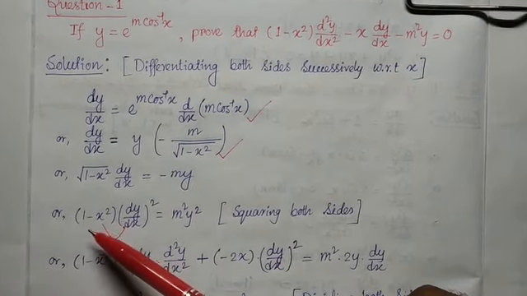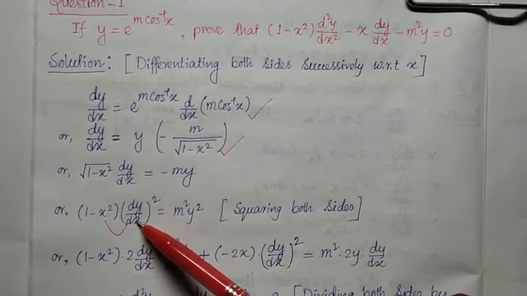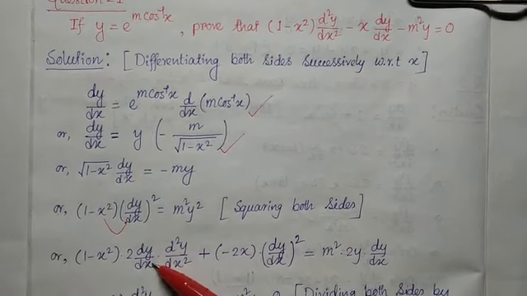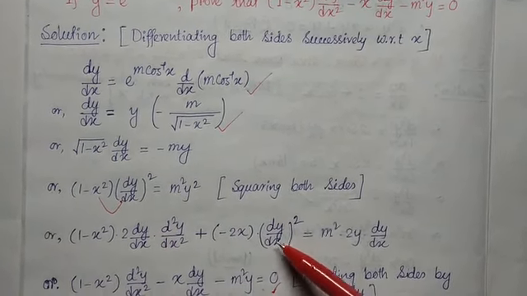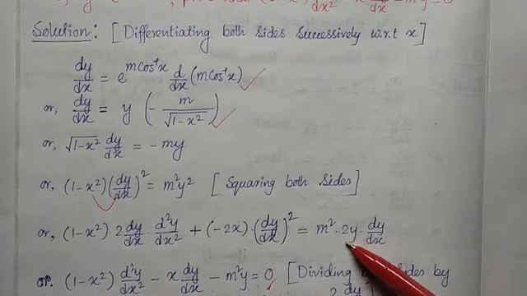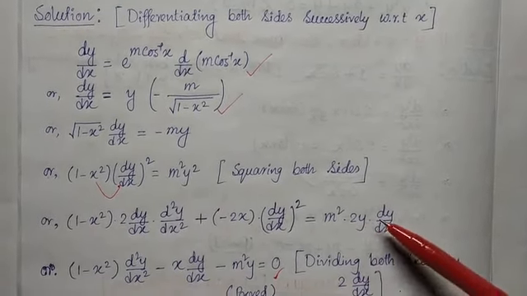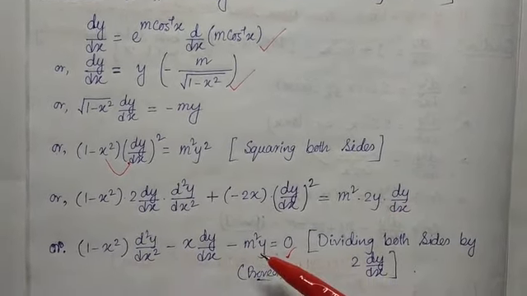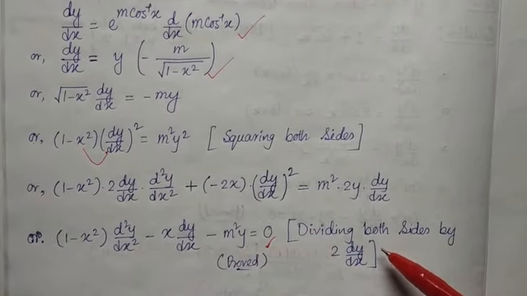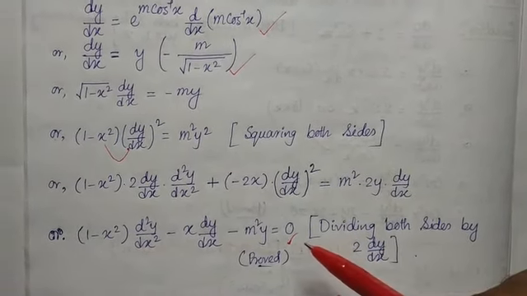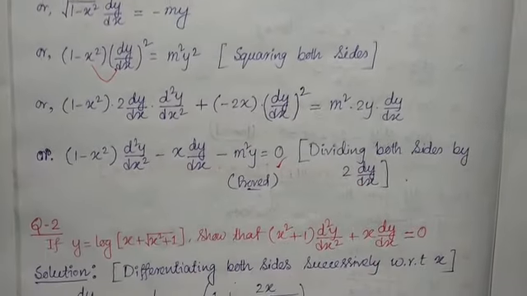Next you have to differentiate these two. Here you have to apply d/dx of uv: u differentiation of v plus v differentiation of u. Understood? Equal to right side m square into differentiation of y square, which is 2y dy/dx. So after simplification this has come. This step is important. You have to divide both sides by 2 dy/dx. So the answer will come. Now see the second question.